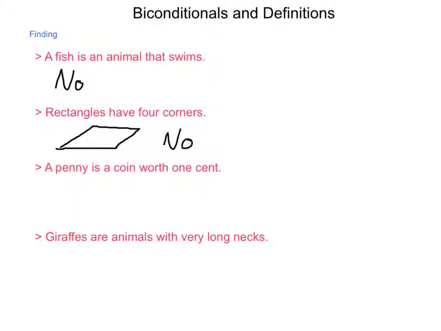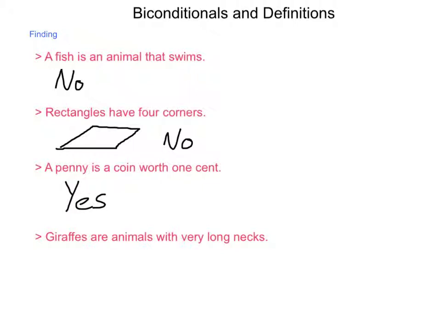Next, a penny is a coin worth 1 cent. Penny, coin, cent, all basic vocabulary. It is precise. We don't say it's a small amount of money, we say it's worth 1 cent, so we have an exact monetary value. And it is reversible. If I have a coin that's worth 1 cent, then it is a penny. If I have a penny, then there's a coin worth 1 cent. So this is a good definition.